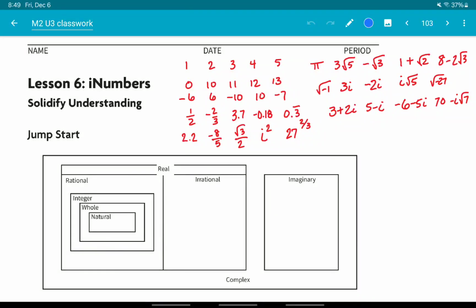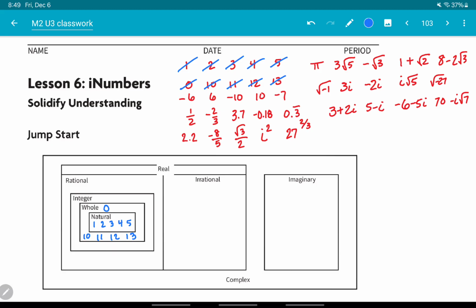So for this jump start, let's talk about different sets of numbers. The first set that we have of numbers is called natural numbers. These are numbers like 1, 2, 3, 4, and 5. The next set is whole numbers. Whole numbers includes all of the natural numbers, but it also includes 0. So we have 0. We could have numbers like 10, 11, 12, and 13.